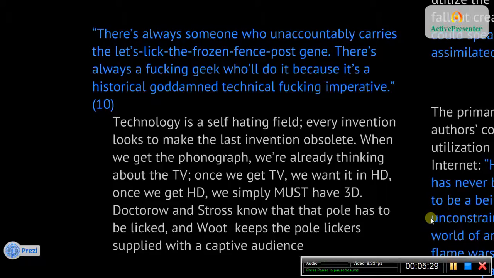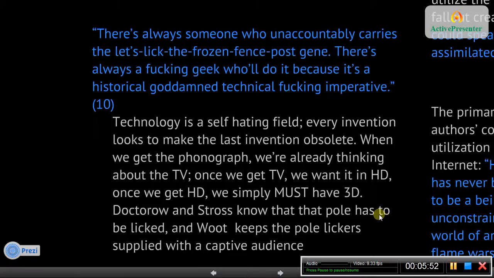Doctorow and Stross know that that pole has to be licked, and Woot keeps the pole licker supplied with a captive audience. The people who have to invent this product, even when it's something unnecessary, even when it's something niche, there are people online in communities like Woot that will always be readily available to purchase them.